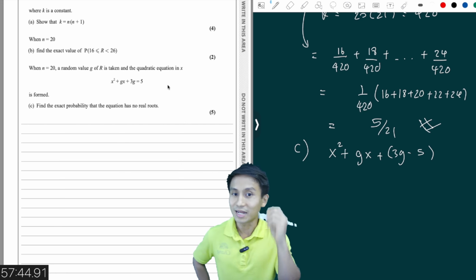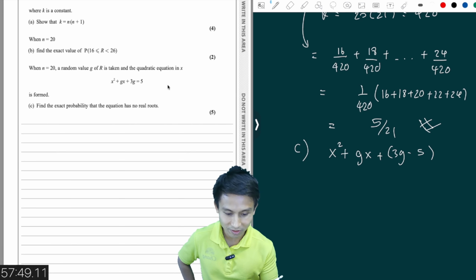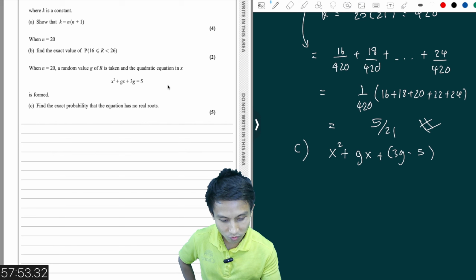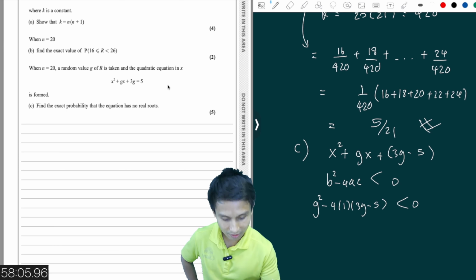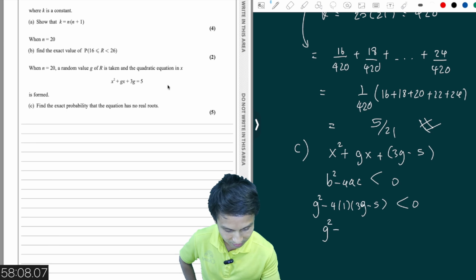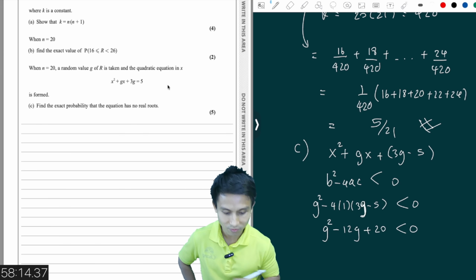And the equation in X, right? So X is the variable. That means the G is going to be the constant. So we do B squared minus 4AC has no real root, so less than 0. B squared is G squared minus 4, A is 1, C is all that, less than 0. So G squared minus 12G plus 20, less than 0, right?